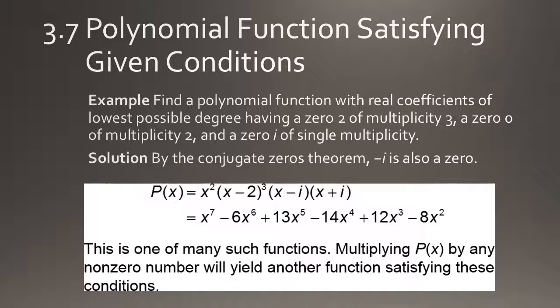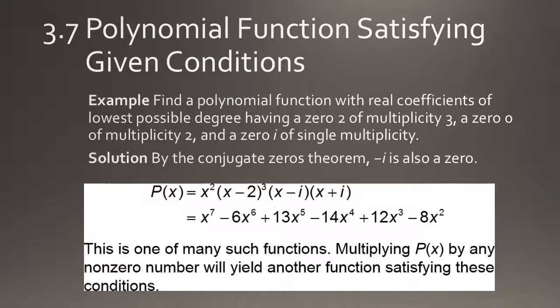Okay, so here we have it. Our zero of 2 is going to give us a factor of x minus 2. It has a multiplicity of 3, so we put a third power on it. The zero of 0 with multiplicity 2 is just x, and that's going to have a square. And then we know that we have x minus i, and since we have x minus i, we must also have x plus i.